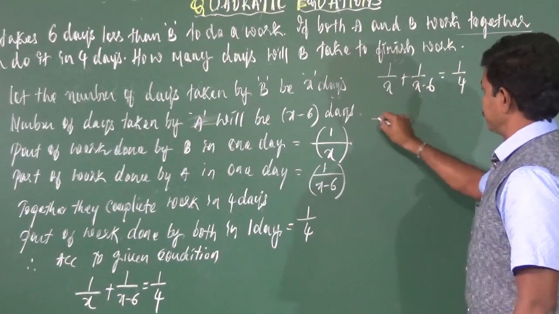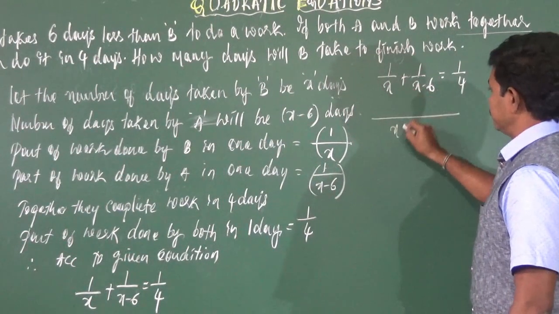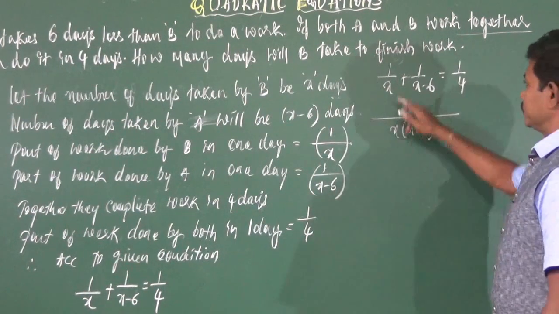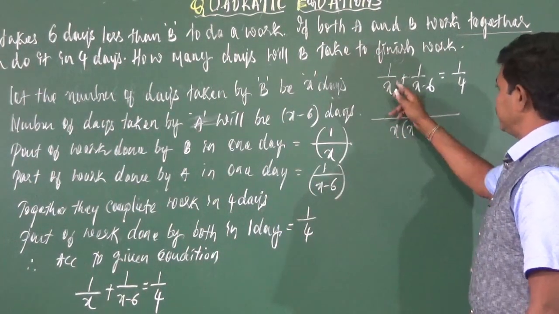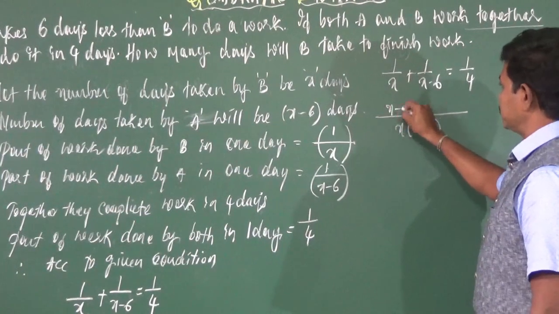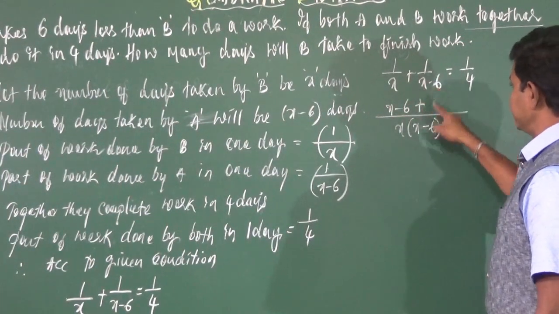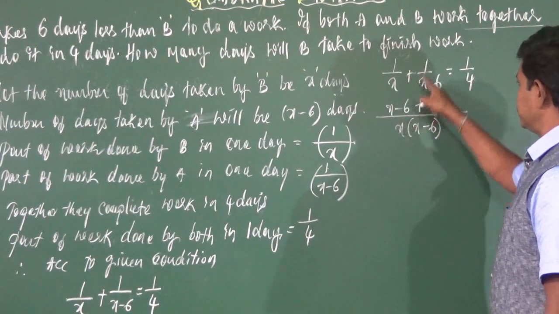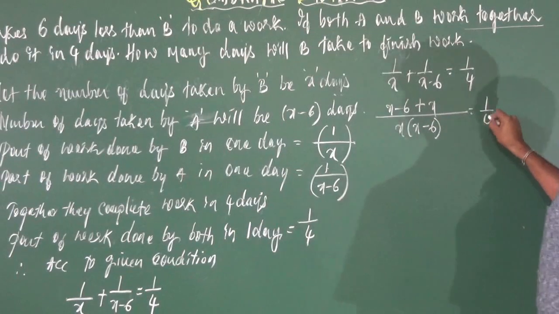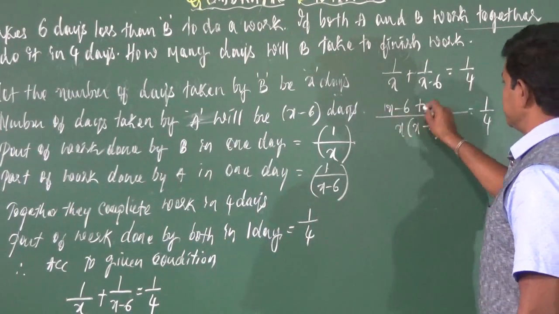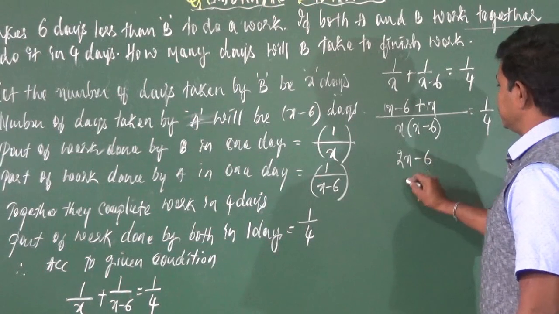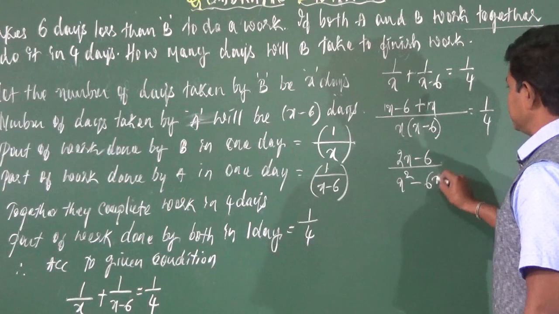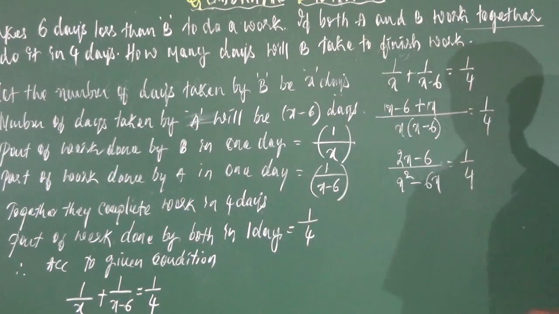Let us take the LCM for X and X minus 6. The LCM for X and X minus 6 is X into X minus 6. So 1 by X into this: X and X cancel, remaining is X minus 6, plus 1 by X minus 6 into the denominator, X minus 6 cancels, X into 1 is X, is equal to 1 by 4. So here 1x plus 1x is 2x minus 6, by X into X is X square minus X into 6, 6x, is equal to 1 by 4.